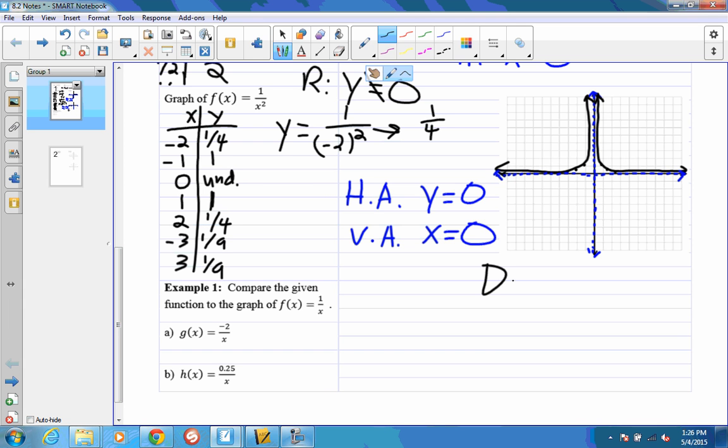So the domain for this function, I can have all numbers less than 0 and all numbers greater than 0, but I can't have 0. So x cannot equal 0. Range.